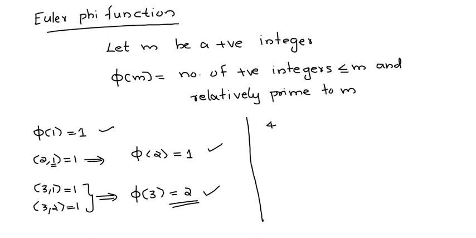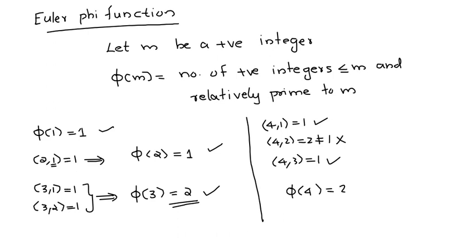We have GCD of 4 and 1 is 1. GCD of 4 and 2 is 2, not equal to 1. GCD of 4 and 3 is equal to 1. Here 4 and 1 are relatively prime, 4 and 2 are not relatively prime, 4 and 3 are relatively prime. That means the number of positive integers less than or equal to 4 and relatively prime to 4 is 2. So phi of 4 is 2.